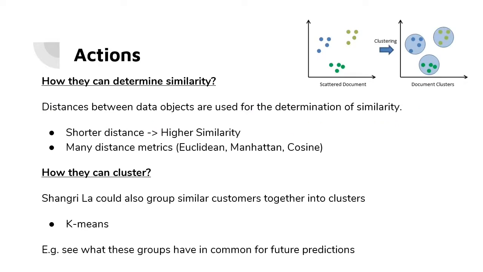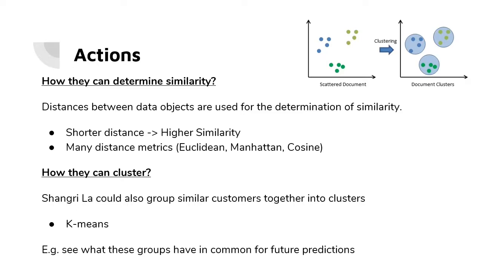So, how can they determine similarity? The distances between data objects can be used for the determination of similarity. And there are many distance metrics out there, including Euclidean, Manhattan, and cosine distance. And if Shangri-La found that one object has a shorter distance to our existing customers, then it has a higher similarity. Shangri-La could also group similar customers together into clusters.